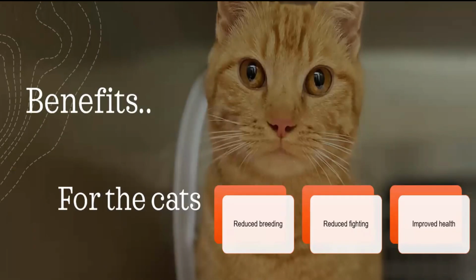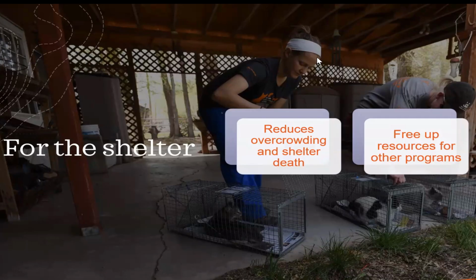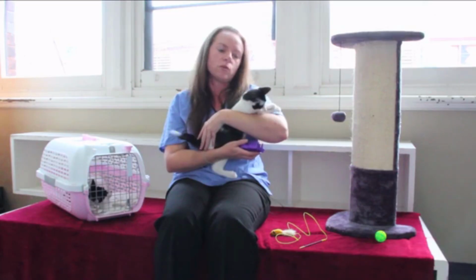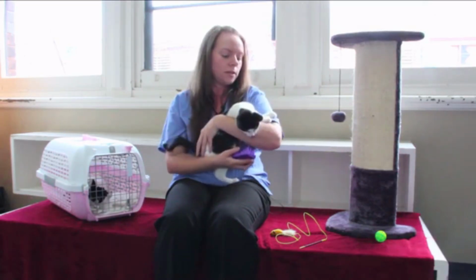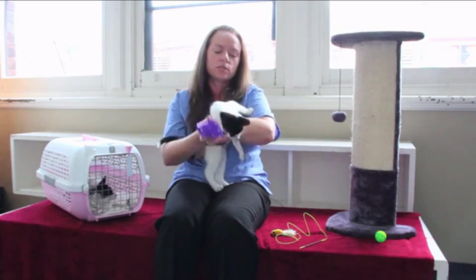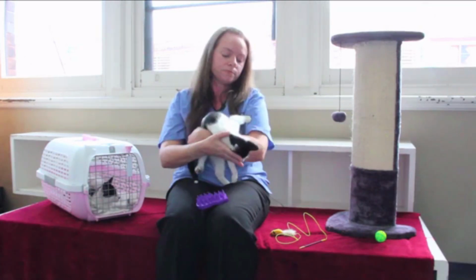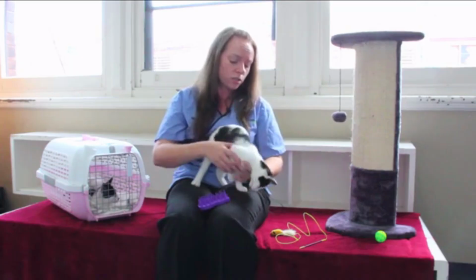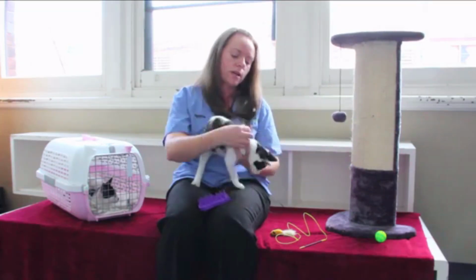Over time, with no new litters being born, the cat population naturally declines. Fewer stray cats mean less wildlife predation. Reducing the number of stray cats in pounds and shelters frees up more resources to care for and rehome dogs. Job satisfaction and mental health of staff in pounds and shelters are positively impacted due to reductions in unnecessary euthanasia.